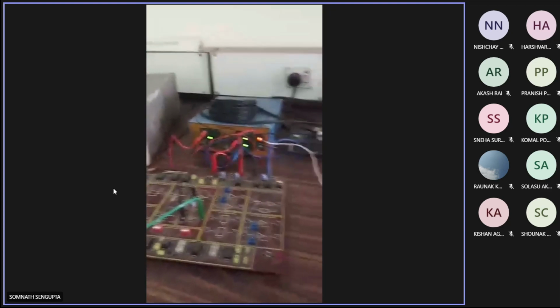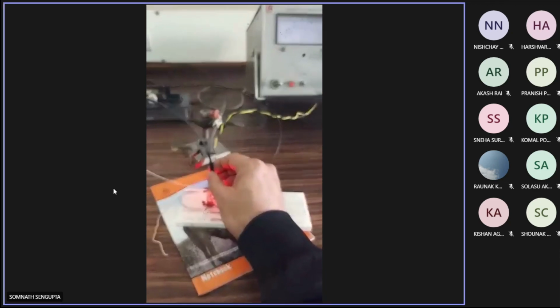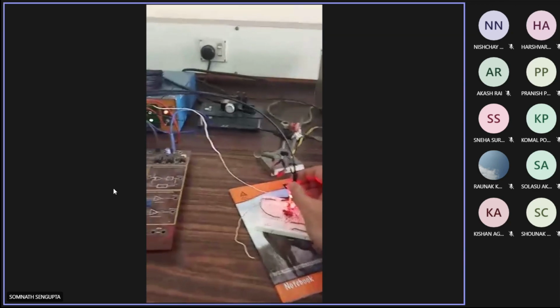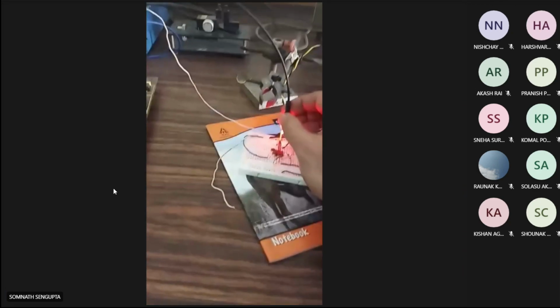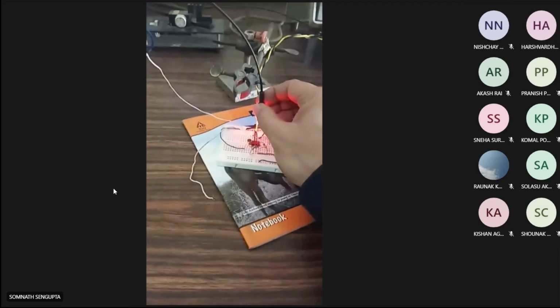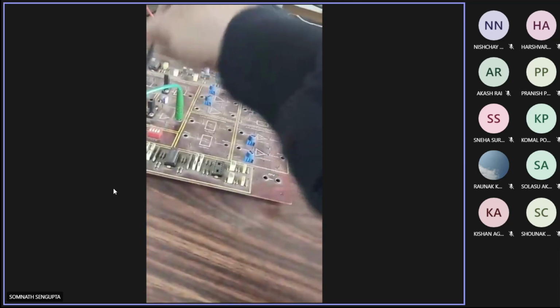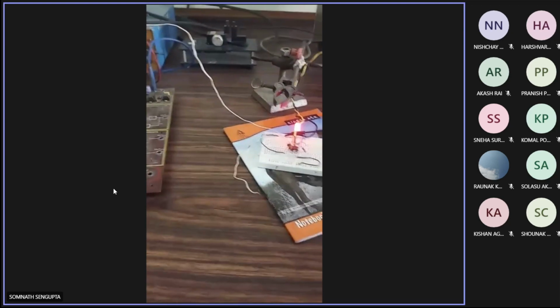Okay, this is the whole setup. Have you noted the reading? Yes, sir. Now we take another fiber, one side. This one.